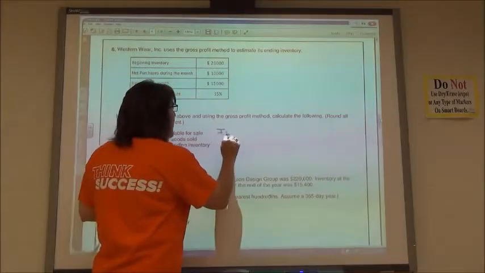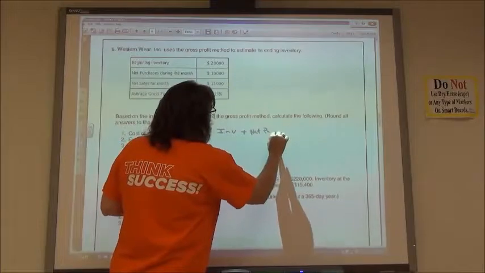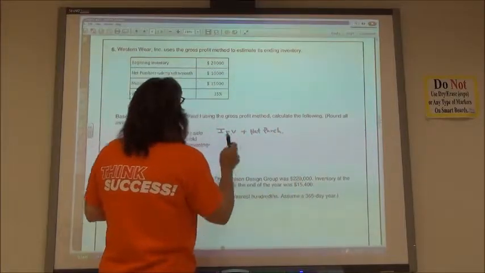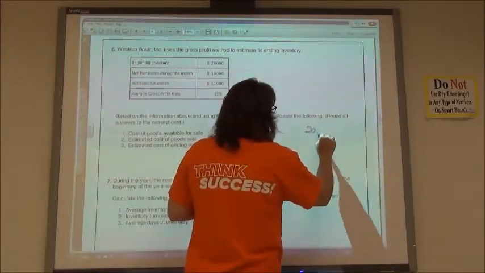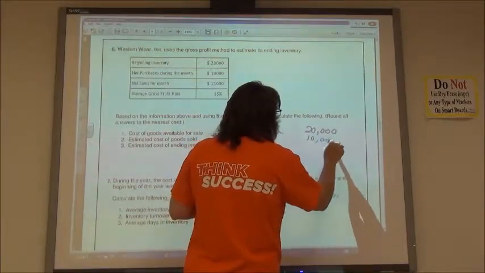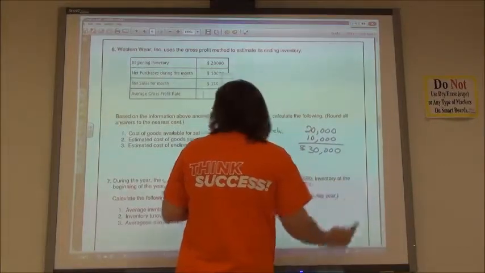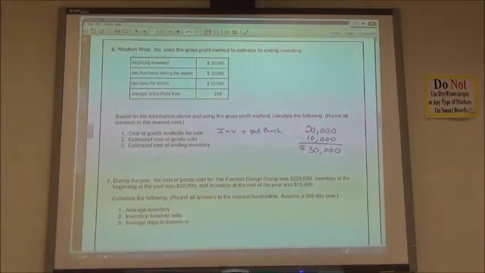So we're going to take that beginning inventory, we're going to add our net purchases. And so we have $20,000 in our beginning inventory. We had $10,000 in purchases, so $30,000 is going to be the cost of the goods available for sale. We have $30,000 worth of items available to sell.